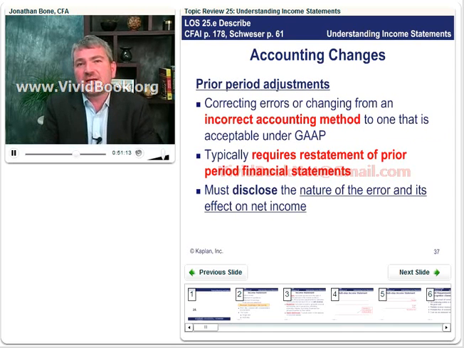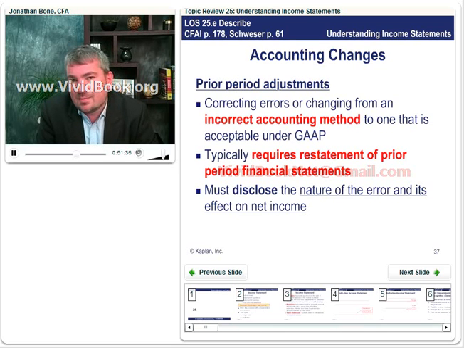Prior period adjustments are really correcting errors from an incorrect accounting method to one that is generally accepted by the GAAP. So typically, if we do find errors, essentially, we will need to go back and restate the prior period's financial statements. Also notice we have to disclose the nature of the error and its impact on net income in that period.